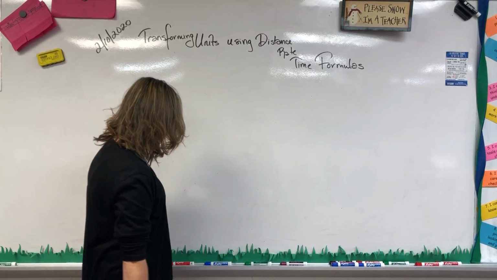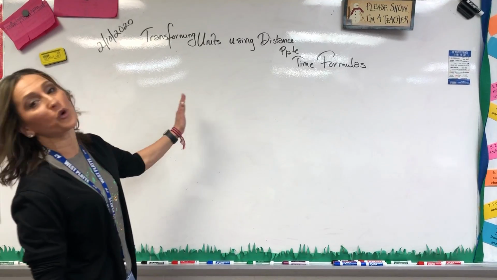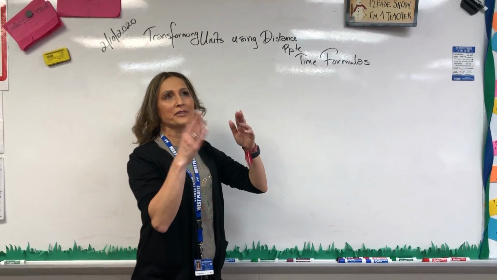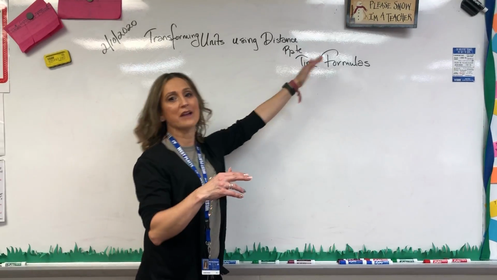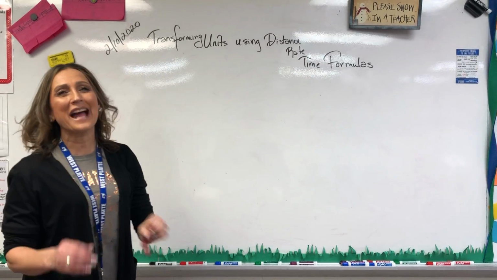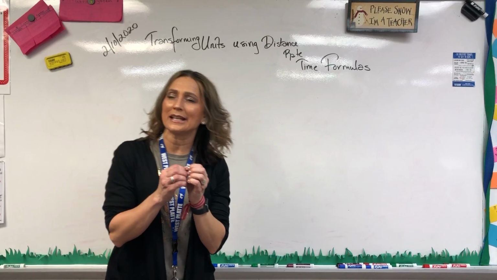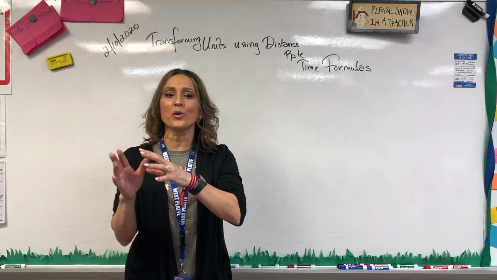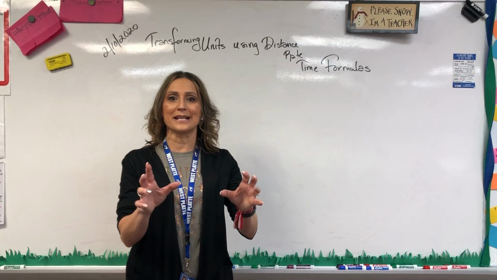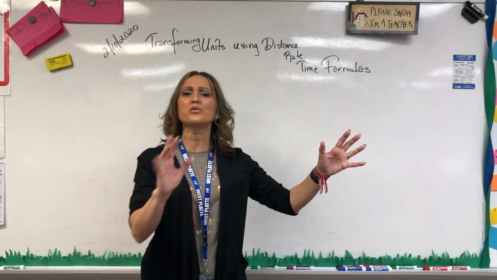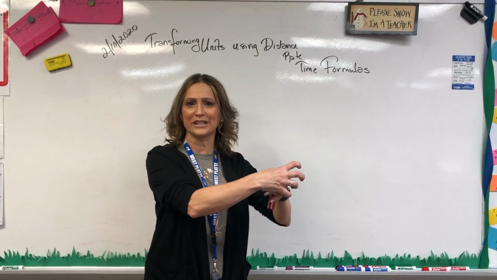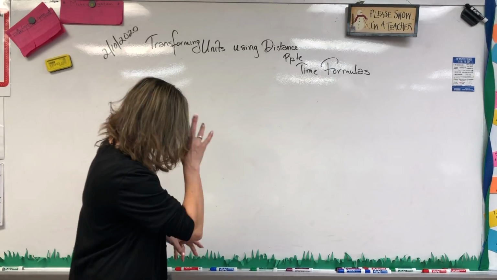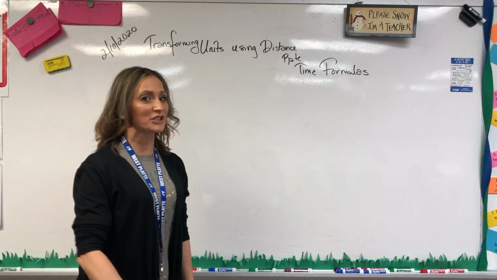So what we've been talking about the last couple of days is transforming units using distance, rate, and time formulas. And it's really not that you're transforming units, as in you're changing one into another, but you're deciding, how do I use the units that are present to get the solution? Which one of those units am I using so that I can get the right and correct solution for my problem?